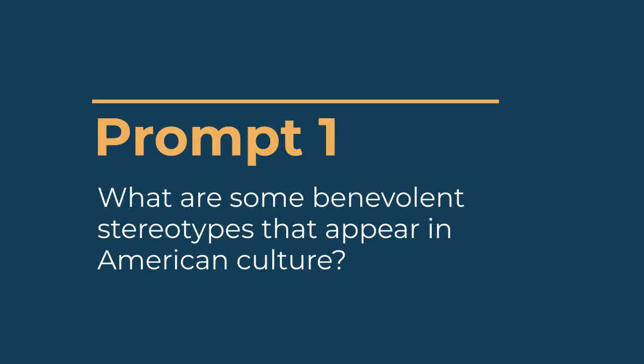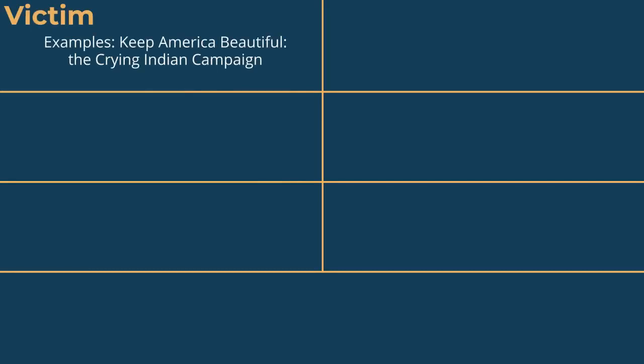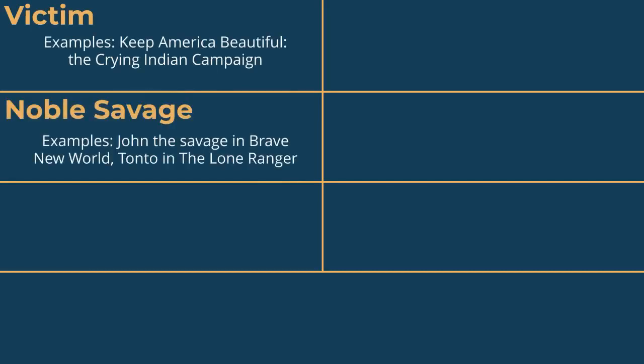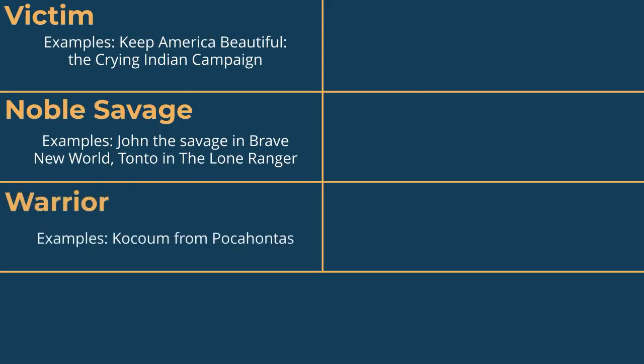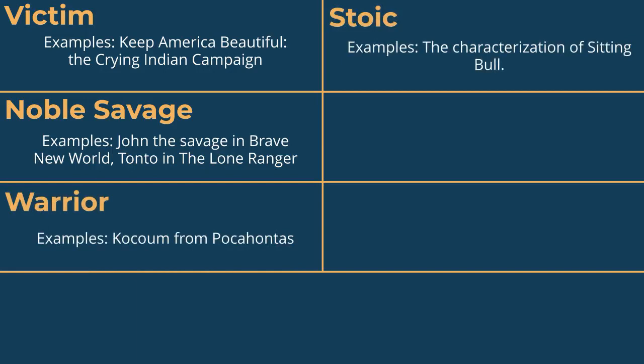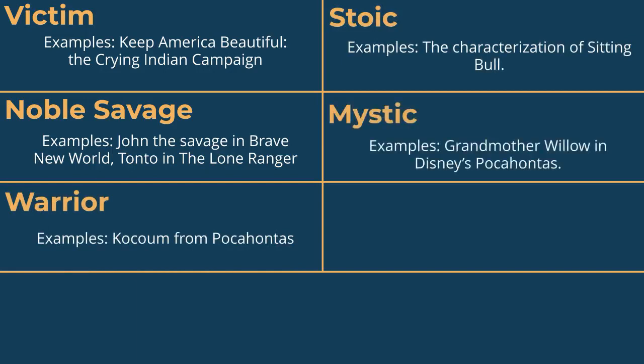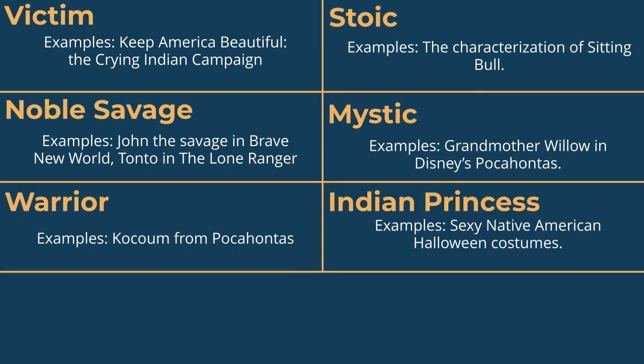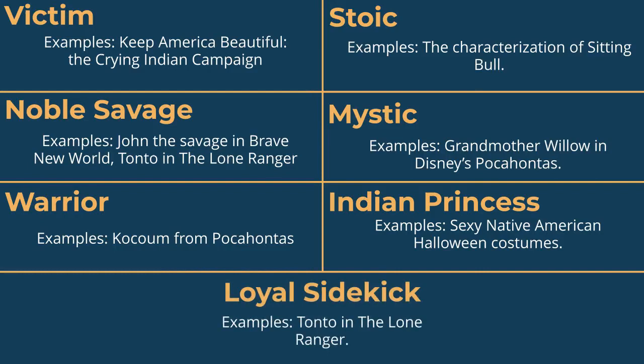Now that we've reviewed the concepts of benevolent and malevolent stereotypes, let's consider the following prompt. What are some benevolent stereotypes about Native people that appear in American culture? Some common benevolent stereotypes are that Native people are victims that should be pitied, that Native people are noble savages, that they are natural warriors, that they are stoic and hold inherent wisdom about the world, that they are mystic, that all Native women are related to Indian princesses, and that Native people are loyal sidekicks. These examples are all benevolent stereotypes because they are linked to aspects of what an outsider might think of as being a good or redeemable quality about Native people.